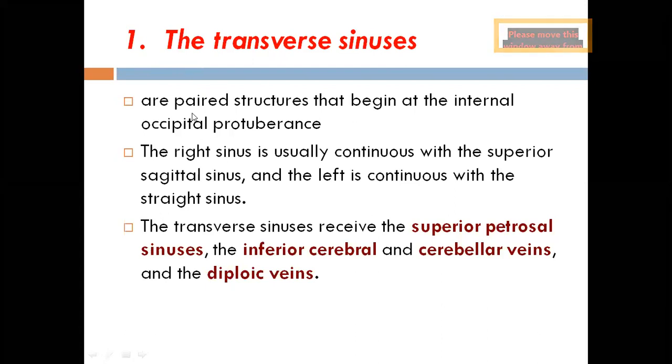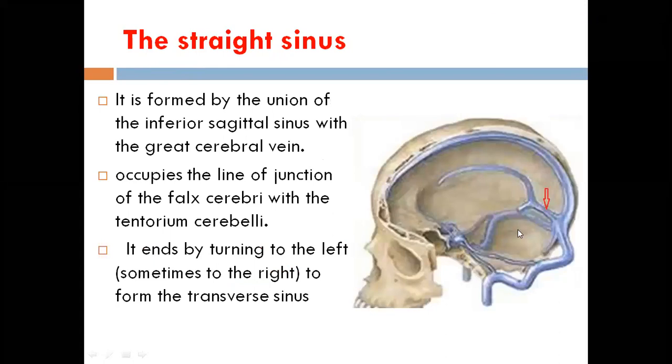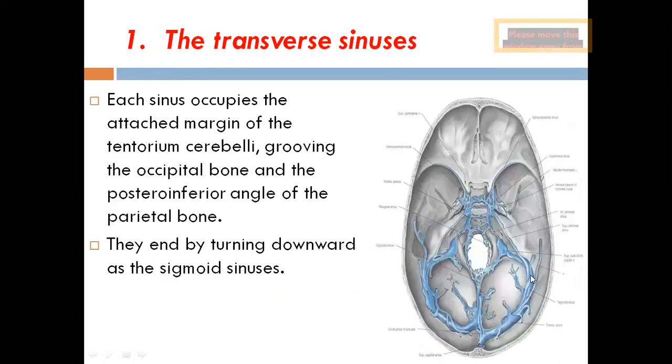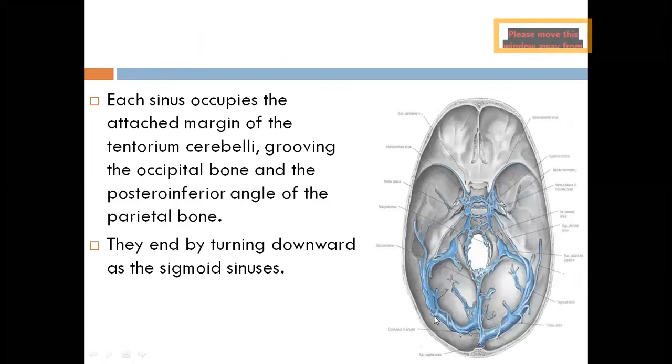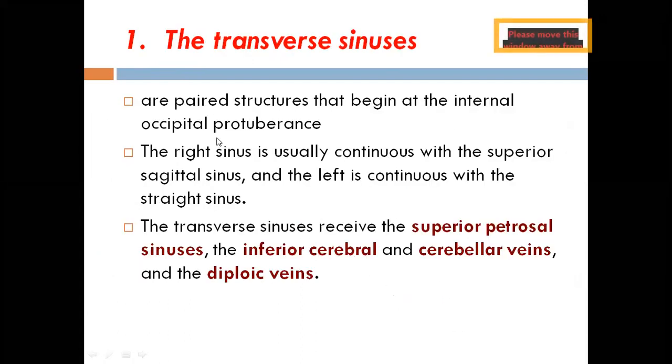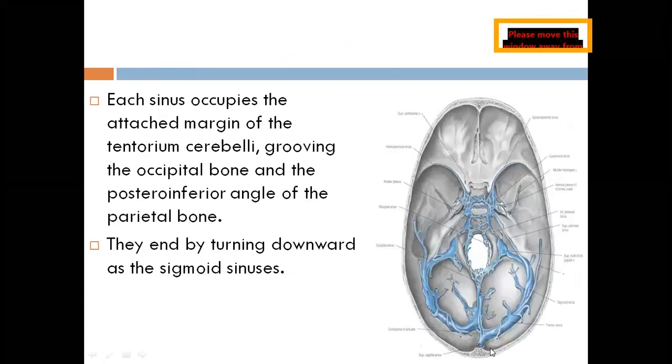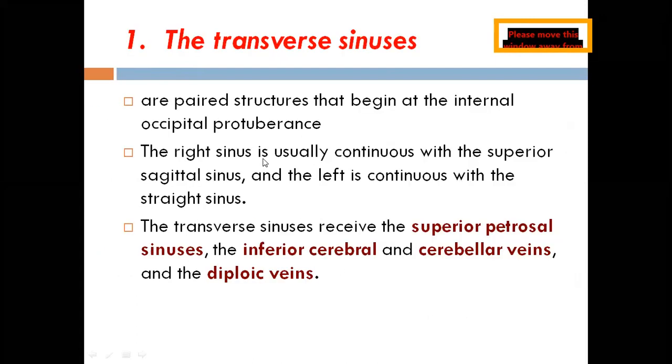Transverse sinus, these are paired structures that begin at the internal occipital protuberance. So you will see transverse sinus position. See, this is one transverse sinus, this is one more transverse sinus. So these are paired structures that begin at the internal occipital protuberance. So this is internal occipital protuberance, this is right transverse sinus, left transverse sinus, internal occipital protuberance.